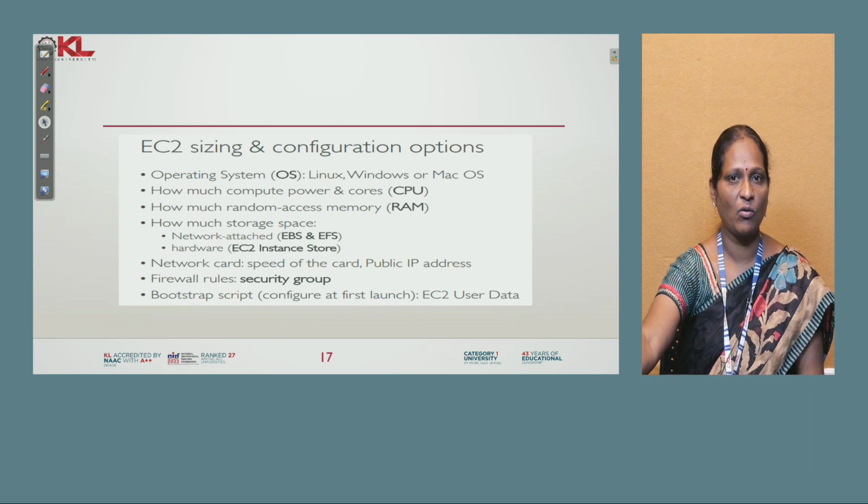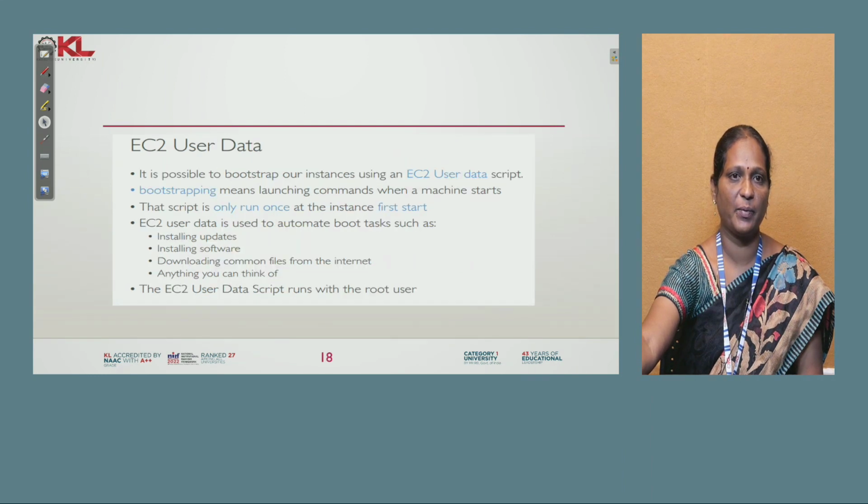So these are the main configuration options. The first one is you have to choose an operating system. Second, you have to choose the type of CPU, like general purpose, compute optimized or memory optimized. Third is how much storage space you require and the type of storage you need to specify, and the security group which can protect your virtual machine. And finally the user data, which you can script.